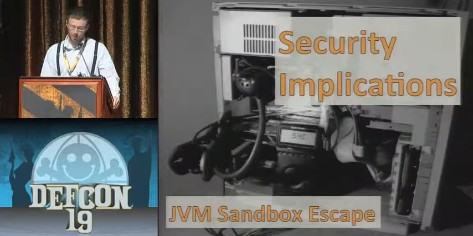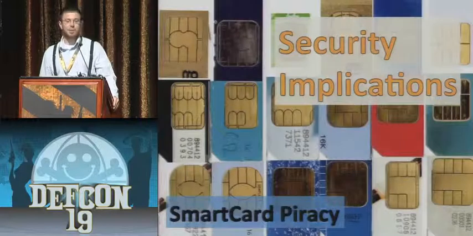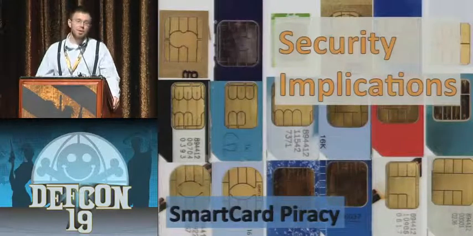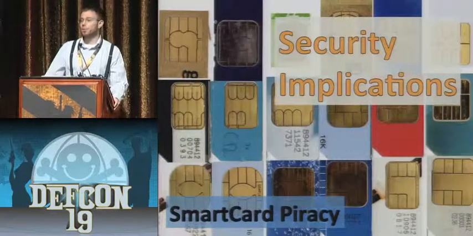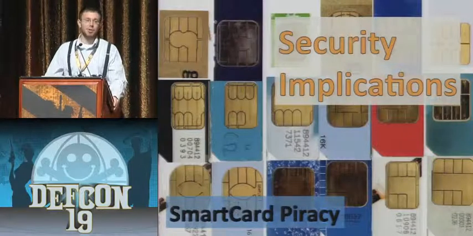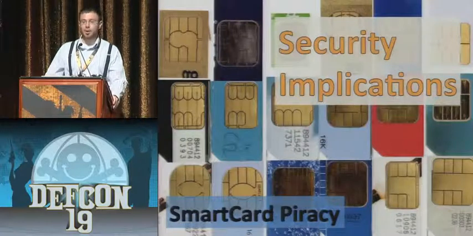The next security implication is smart card piracy. There's actually an ongoing war between cable TV set-top box manufacturers and smart card pirates. Satellite signals are broadcast throughout, and they're encrypted, and the way you view satellite TV is if you have the decryption key in a smart card. Well, pirates want to be able to decrypt those signals as well and sell knockoff smart cards.